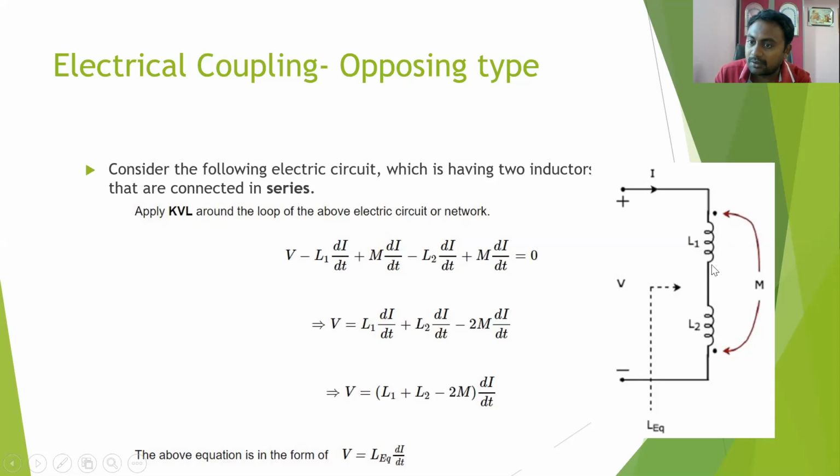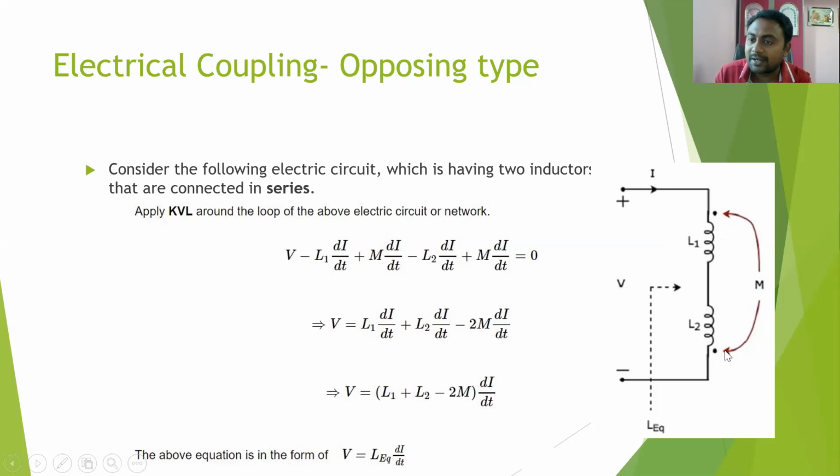If I place the dot over here and the top dot over here also, it is also a series opposing circuit. So how are we going to write? The first one is minus L1. Both are in series, so the current is the same, I1 equals I2. So minus L1 di1 by dt, which is minus L1 di by dt.